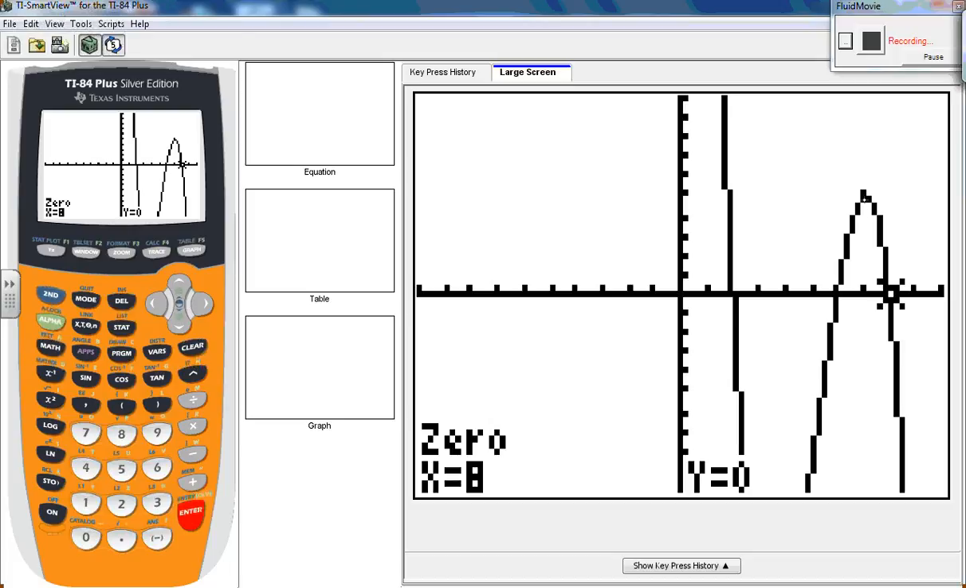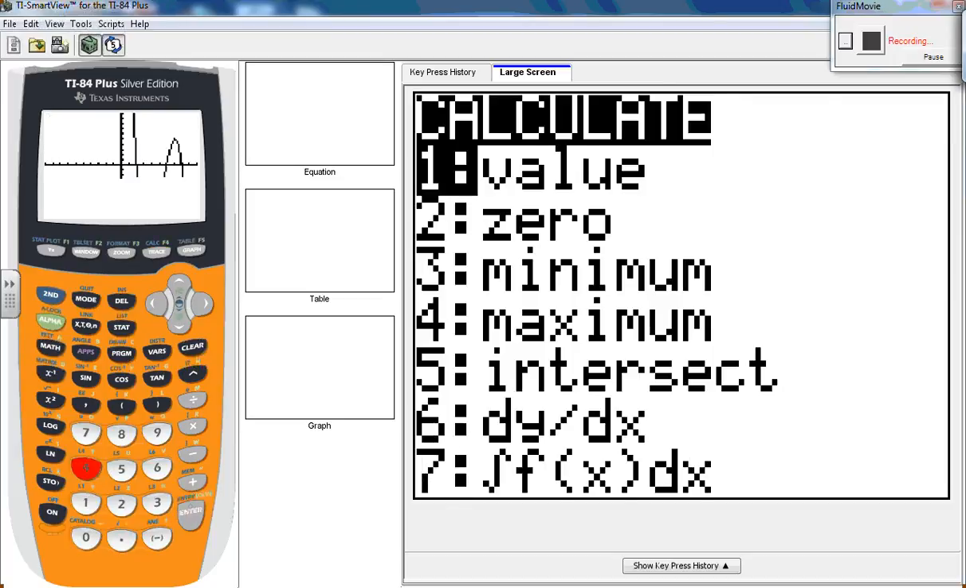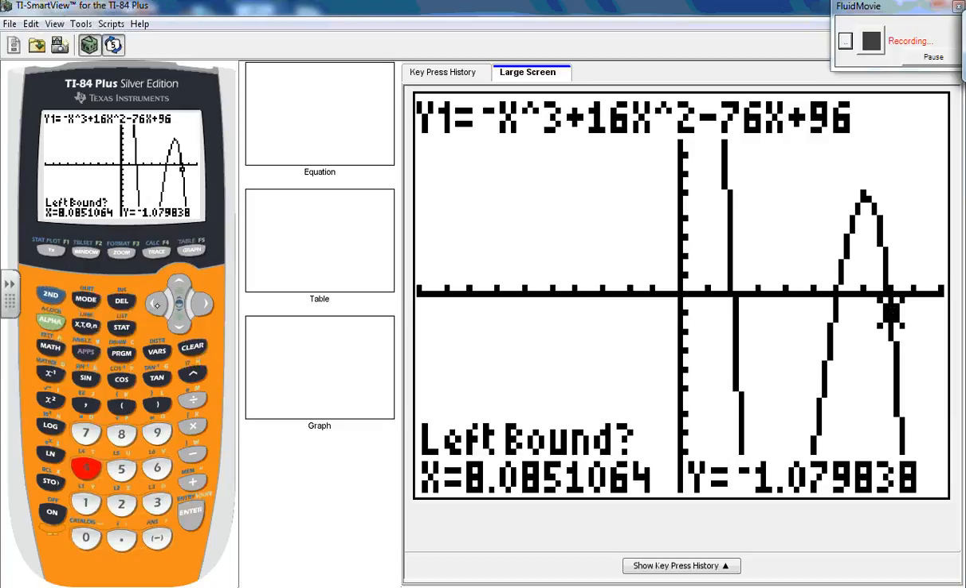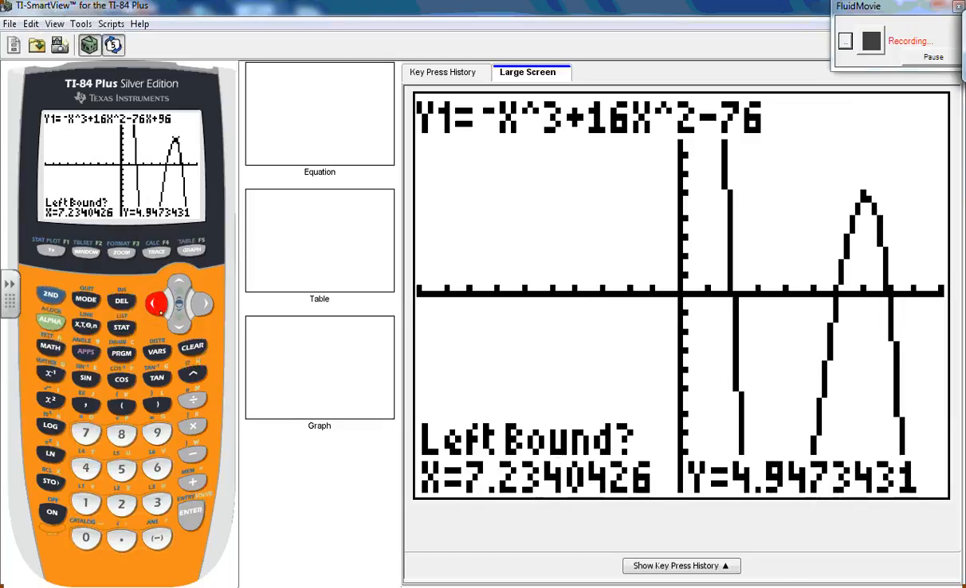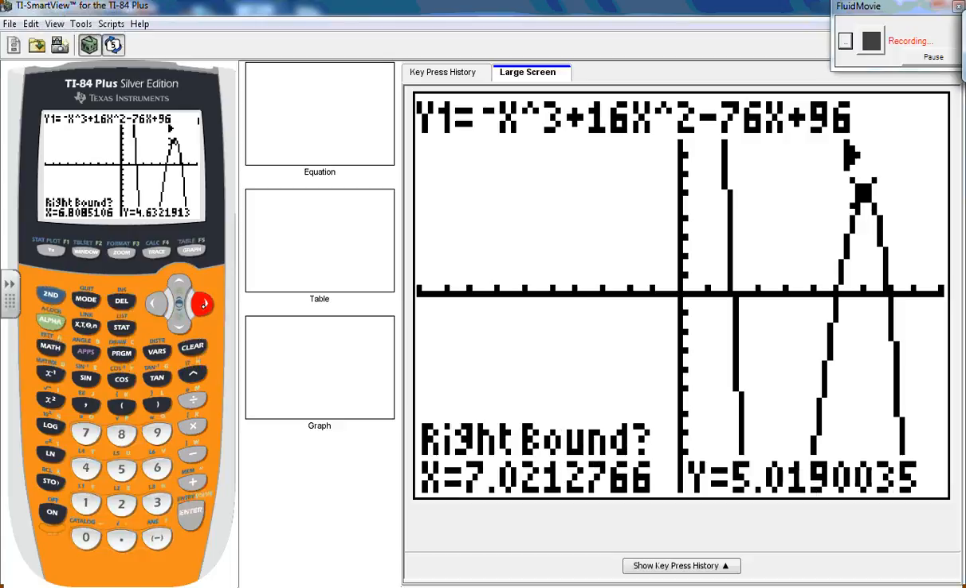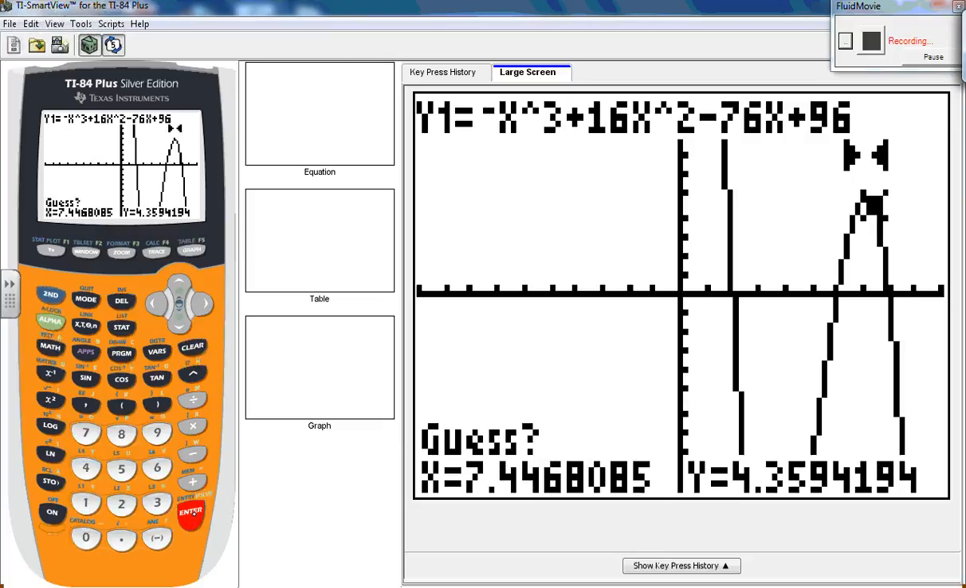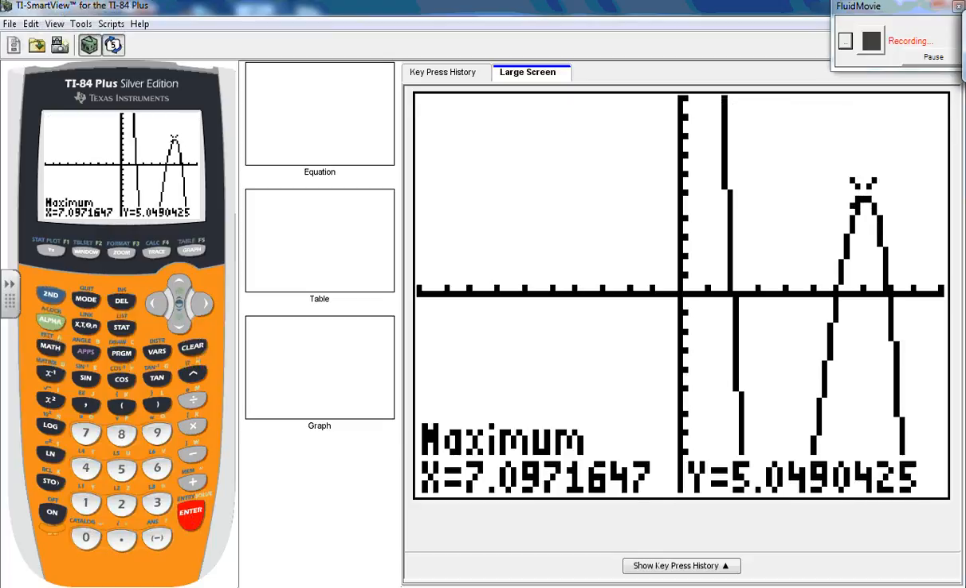Since our cursor's here, let's go ahead and find the relative max, this peak right here. So we go to second calc again. We want to find the max. Again, left bound, we need to be to the left of that max. There we are, to the left of the max. Now we're going to head over to the right and guess. And the maximum is 5.049 approximately, and it occurs at an x value of approximately 7.1. So there's our relative max.